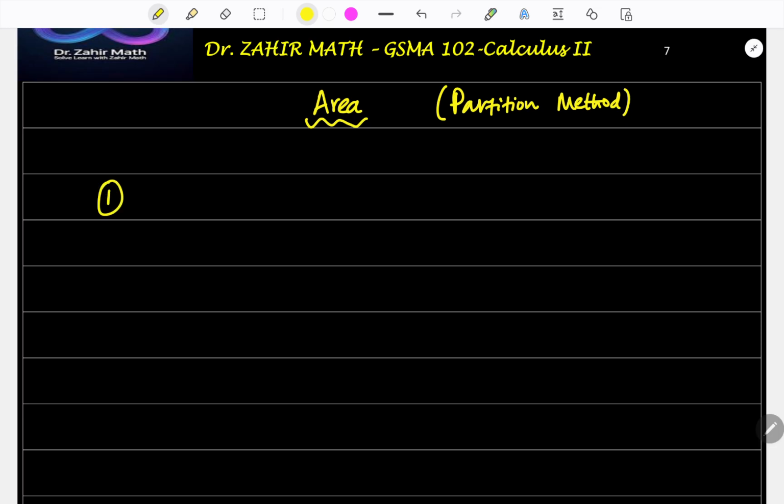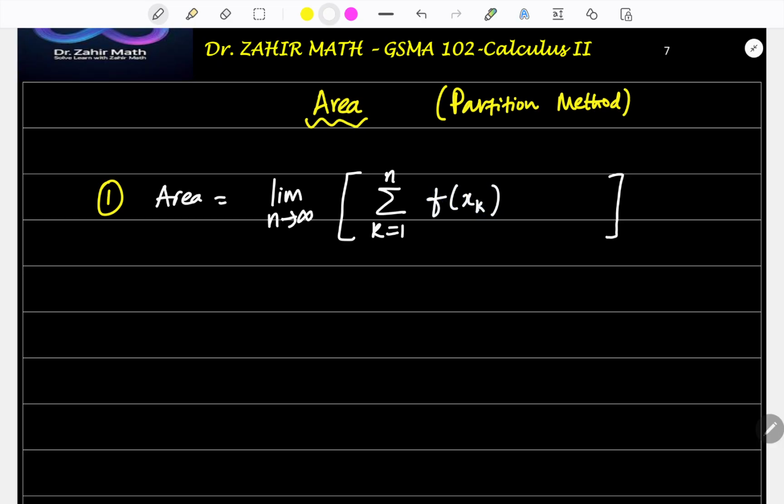So step number 1, remember, is you are going to give the formula, which is area equal to limit n tends to infinity, and after that a small bracket, and summation k equal to 1 to n, f of xk times delta x. See the formula? Very complicated, right? Nothing to worry, I'll explain it very simply. There is a limit, there is a summation. That's why I told you summation has a connection with area. So area is limit n tends to infinity, sigma k equal to 1 to n, f of xk delta x.